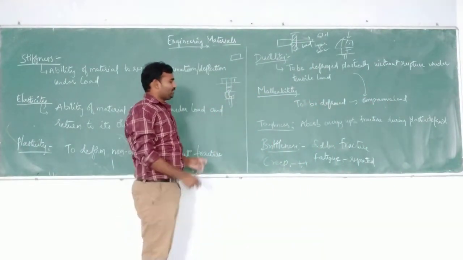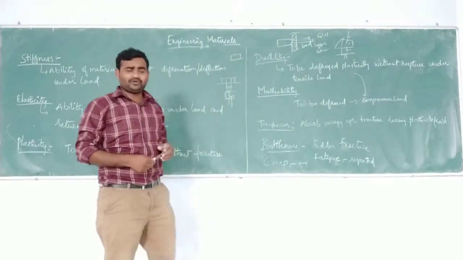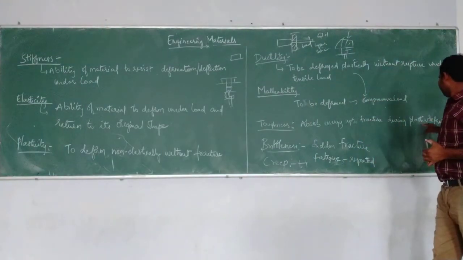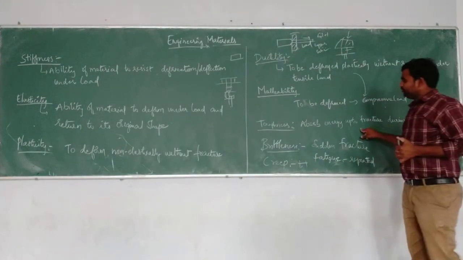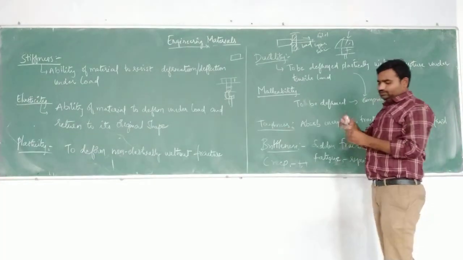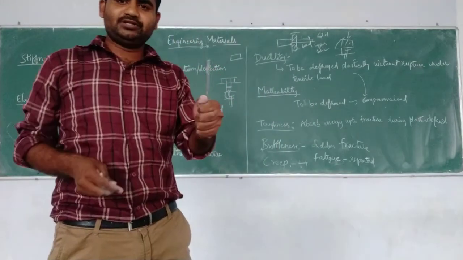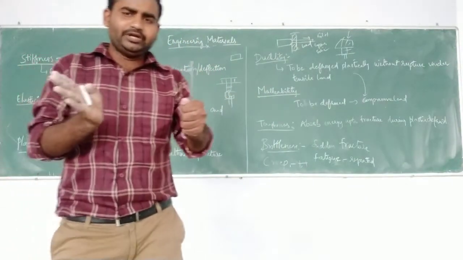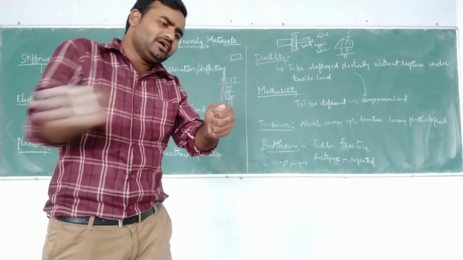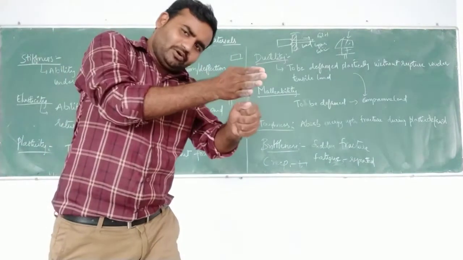Next the mechanical property is toughness. What is toughness? Absorbed energy up to fracture during plastic deformation. See, let me give you an example. For example, this is a rod. I have fixed it to a certain base. Now, if I want to hit it with a certain load, what happens here? If I keep a certain load, what happens?